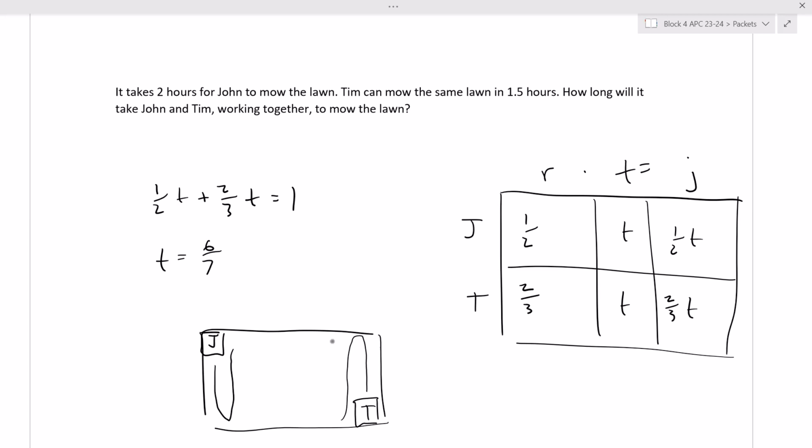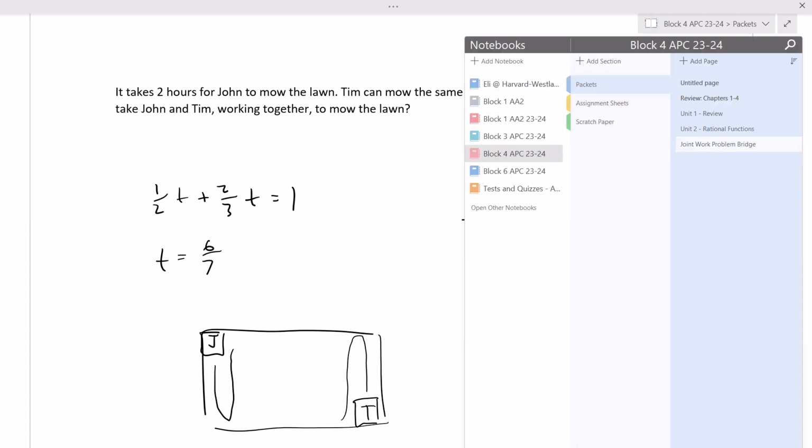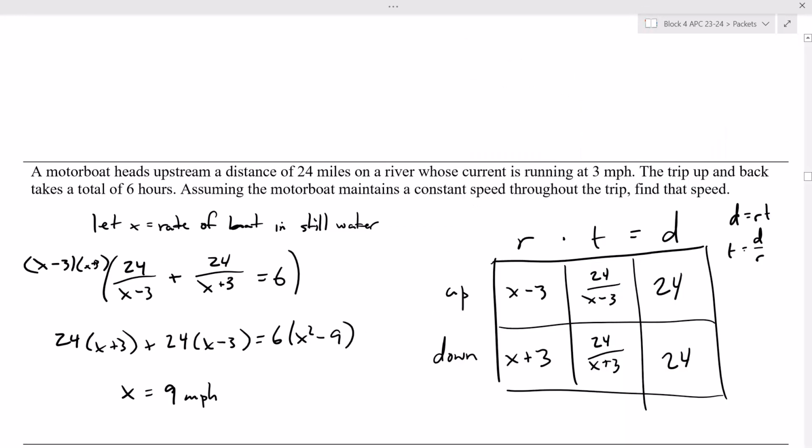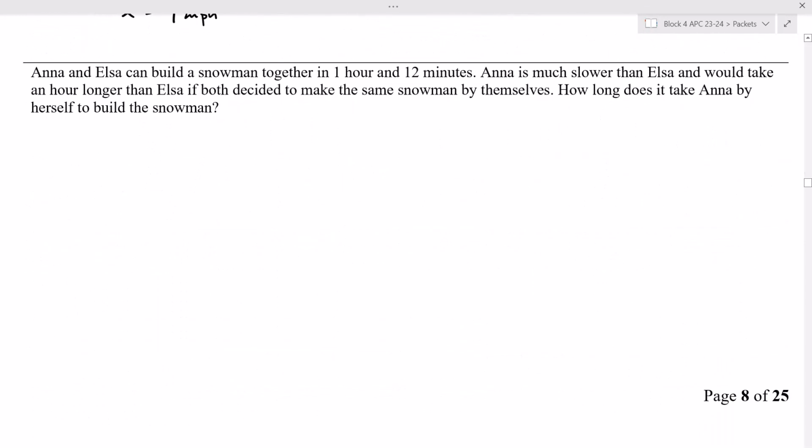On to Anna and Elsa. Is it Anna? Anna and Elsa. Oh my goodness, I am showing my ignorance. I know the song, but I forgot that her name was pronounced Anna. Thank you.